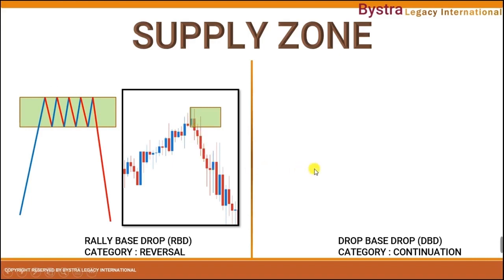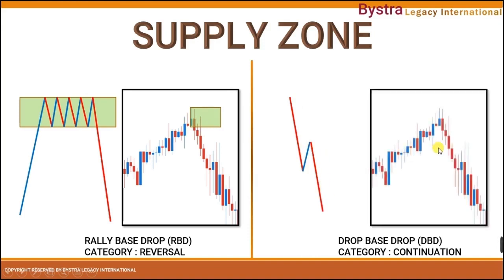So let's have a look at the Drop Base Drop. The Drop Base Drop is a pattern something like this. We go to the candlestick chart and mark our zone. So this is a drop. This blue area is the base and then the drop. And we mark it on the candlestick chart. Here we can see the drop. This blue color is the base and then the drop. And this one could also be a Drop Base Drop. This can be a Drop Base Drop as well.